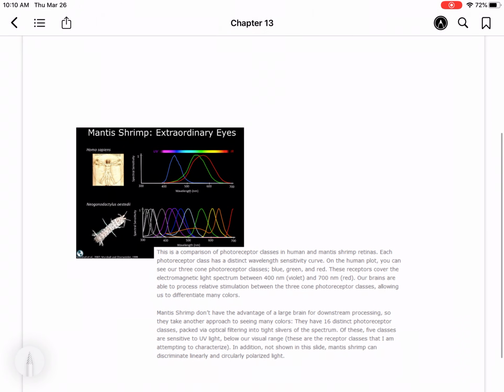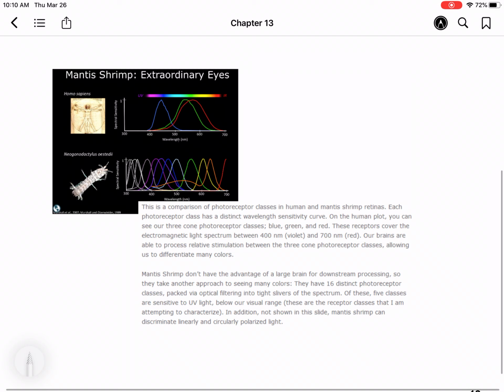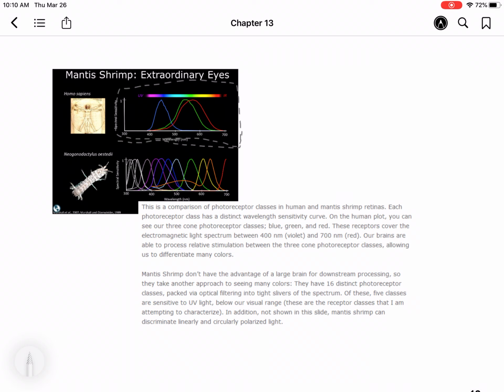Then we can get into things like mantis shrimp, for example. So this is the human eye, what we can detect. Essentially red, blue, and green are all the colors we can detect. We can detect the absence of them or the presence of them.